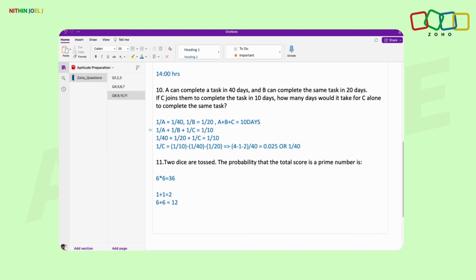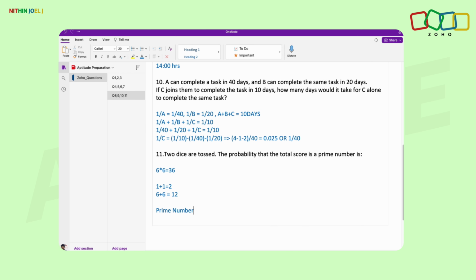So what are all the prime numbers we have? So 2 is a prime number, 3 is also a prime number, 4 is not a prime number, 5 is a prime number, 6 is not a prime number, 7 is a prime number, 8 is not, 9 is not, 10 is not, and 11 is a prime number. So the prime numbers are 2, 3, 5, 7 and 11. Now we have to find the possibilities of 2 dice rolling and getting the result as 2, 3, 5, 7 and 11. So let's do it one by one.